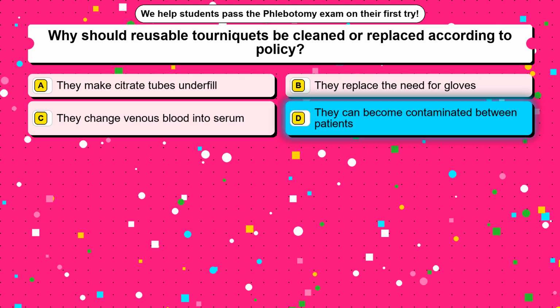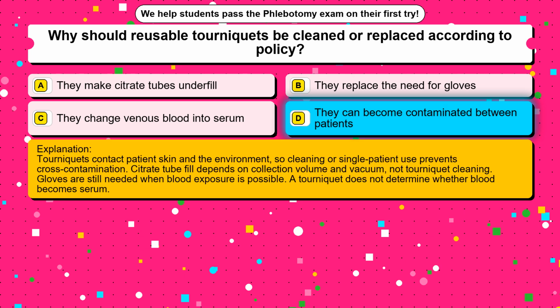The correct answer is option D. They can become contaminated between patients. Tourniquets contact patient skin and the environment, so cleaning or single patient use prevents cross-contamination. Citrate tube fill depends on collection volume and vacuum, not tourniquet cleaning. Gloves are still needed when blood exposure is possible. A tourniquet does not determine whether blood becomes serum.